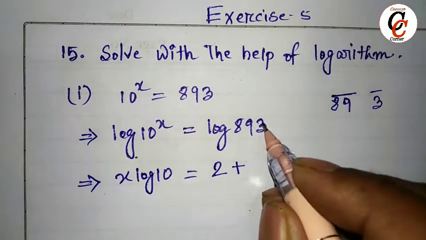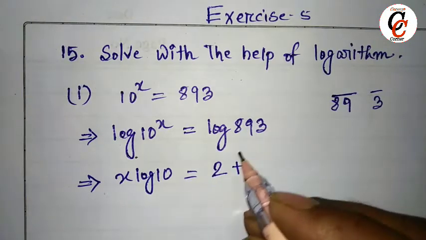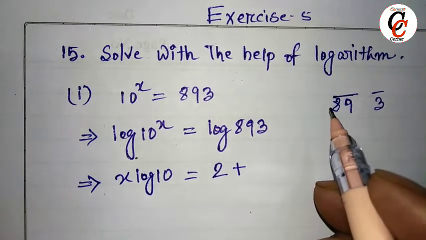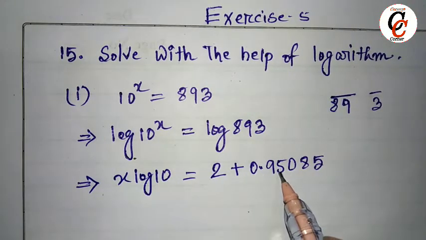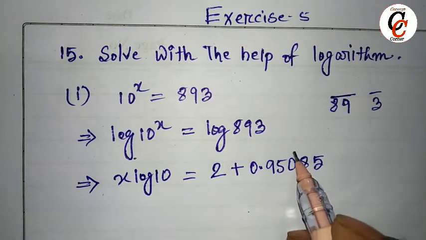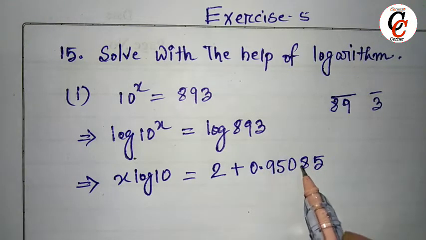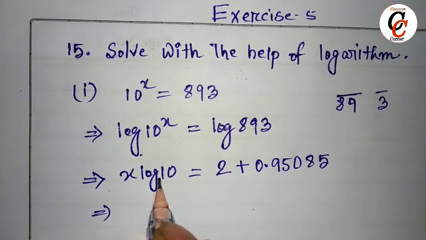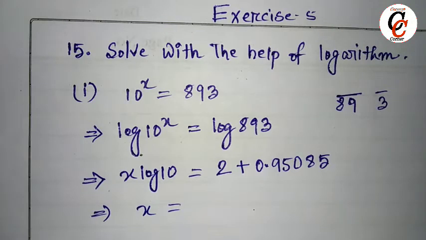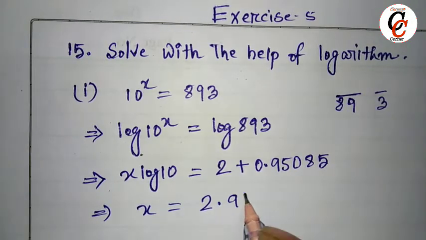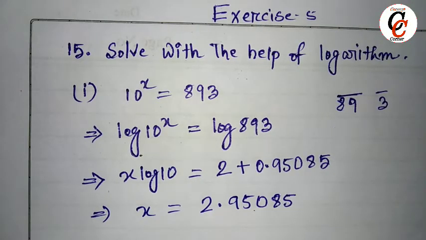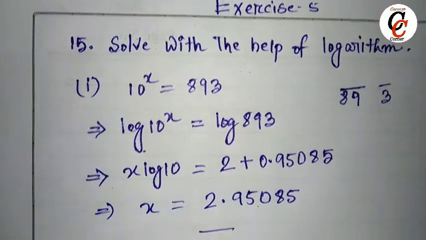Since the total number of digits is 3, the characteristic will be 3 minus 1, that is 2. Characteristic will be 2, and the value from the logarithmic table is 0.95085. In some logarithmic tables the value may be quite different, maybe given in 4 digits. Now see here, x log 10 means 1, so x will be 2.95085. It was a very easy sum. So we'll see the next number.